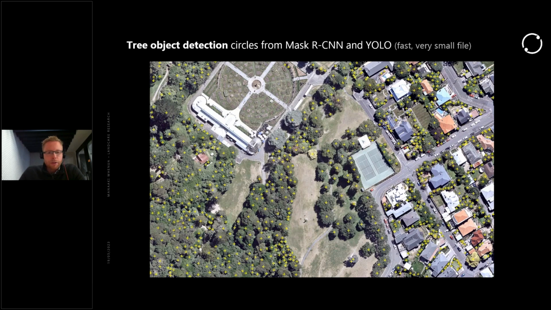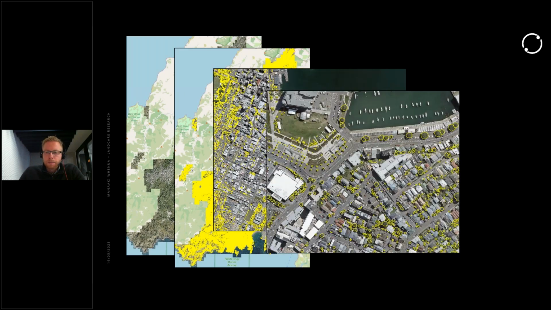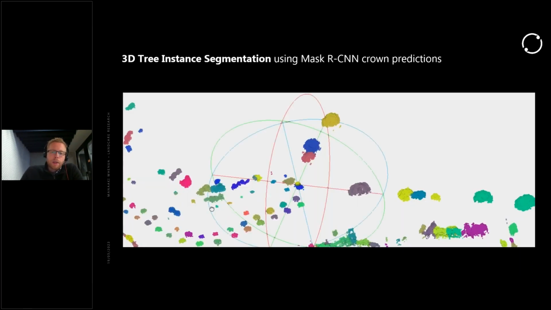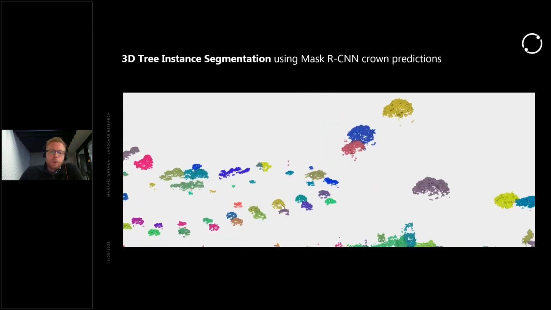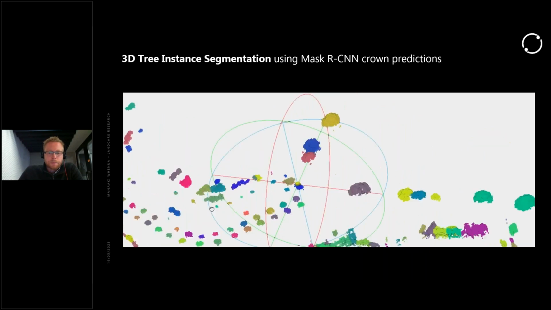So we've applied this to entire Wellington and counted nearly 1.8 million trees in the urban extent. And again, what we can do is overlay these polygons over the LiDAR point cloud, extract individual trees, and calculate more accurate or more detailed statistics for individual trees.